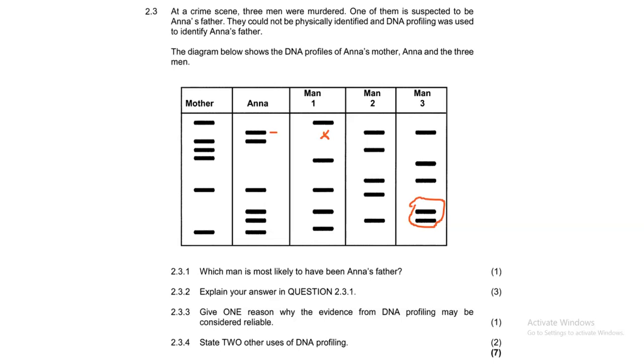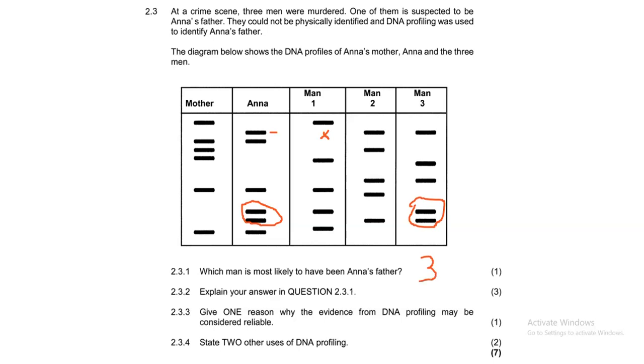So number 3 is the one who there's a big possibility that he is the father, because all the 3 bands which Anna is not having are there on him. So the first question, which one is more likely to be Anna's father? Number 3. Number 3 would be more likely Anna's father.